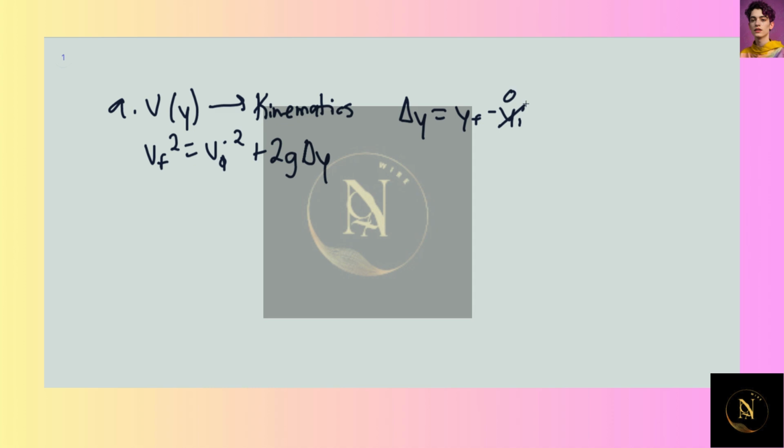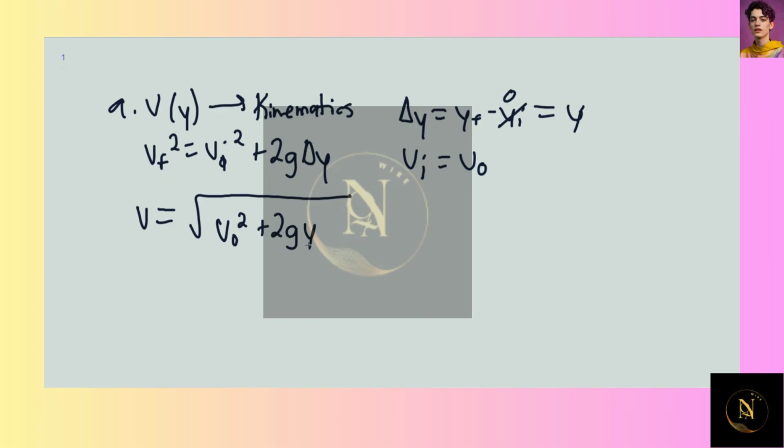If we assume y initial is 0, we can simply say that delta y is equal to y, some height change. If the velocity initial is also equal to v naught, we can say that the final velocity v is equal to the square root of v0 squared plus 2gy. And of course, this would be our velocity in terms of y.